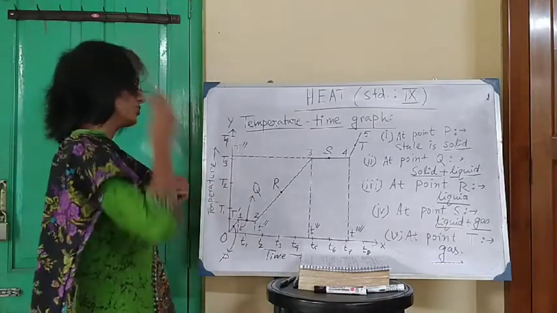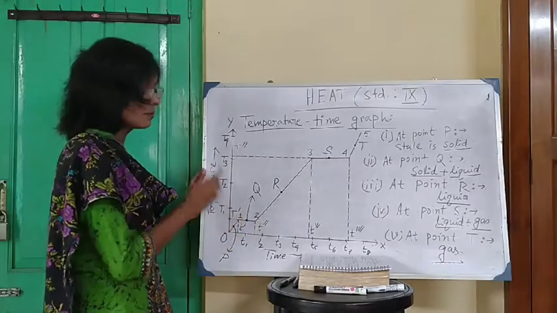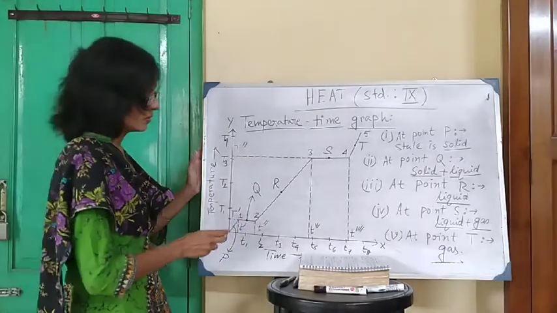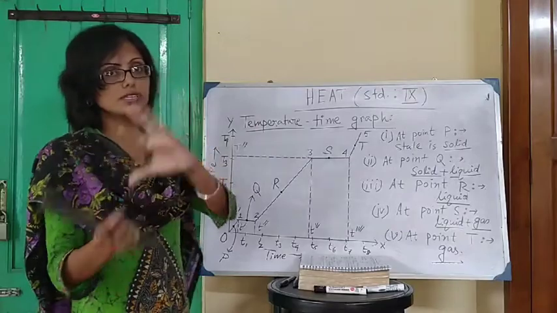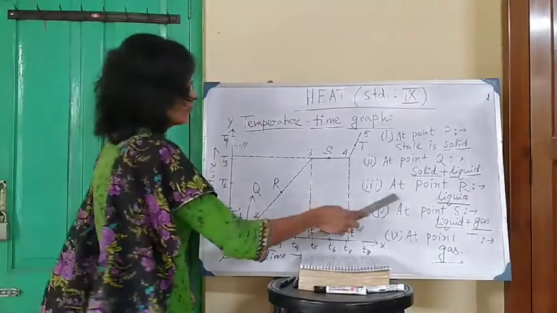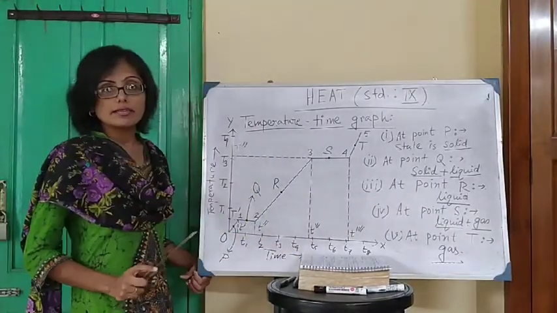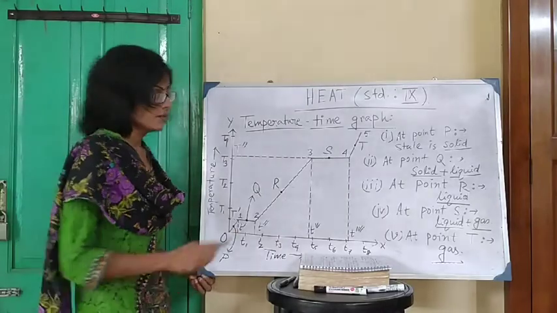What is the state of the matter at point R? It is nothing but liquid, because at point 2 the entire solid turns into liquid. Okay. So at point R the state of the matter is liquid, right?